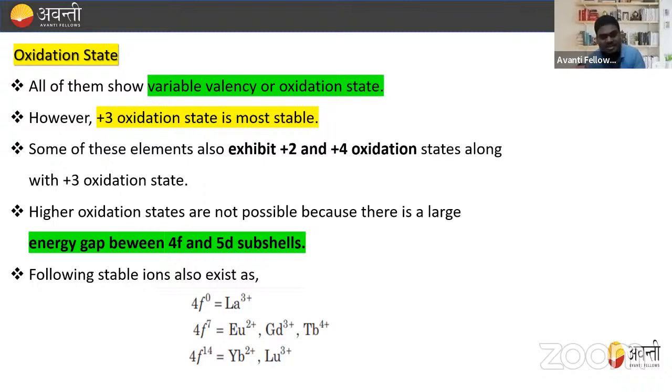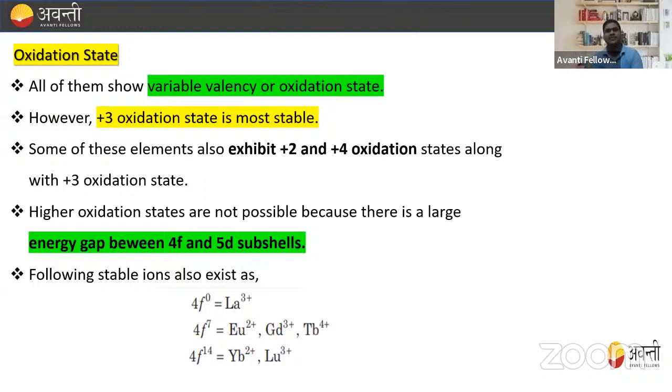Now, stable ions also exist with configurations like 4f0: lanthanum in the +3 state is quite stable because it has a 4f0 electronic configuration. Similarly, europium in the +2 oxidation state, Gd in +3 and Tb in +4 all have a 4f7 electronic configuration, which is quite stable. Similarly Yb in +2 and Lu in +3 all have a 4f14 electronic configuration.